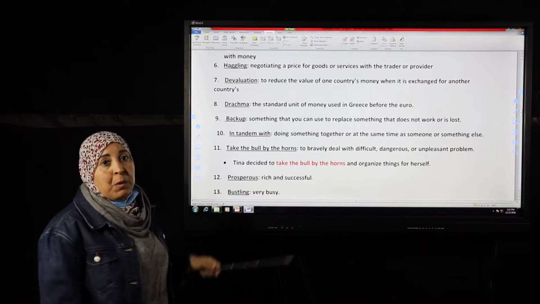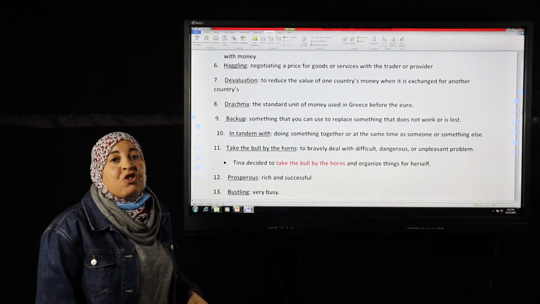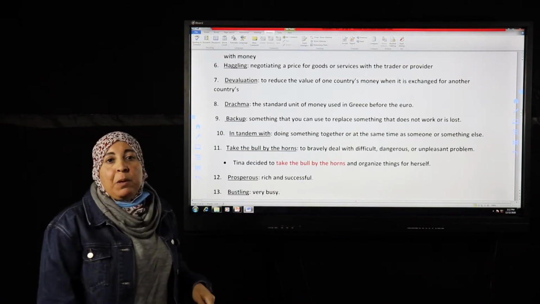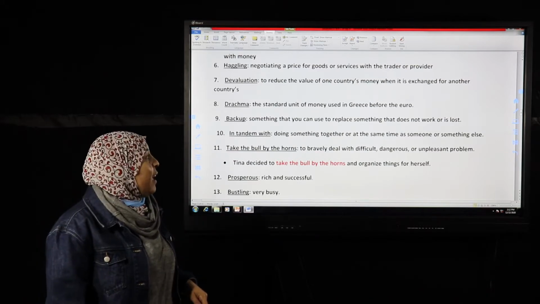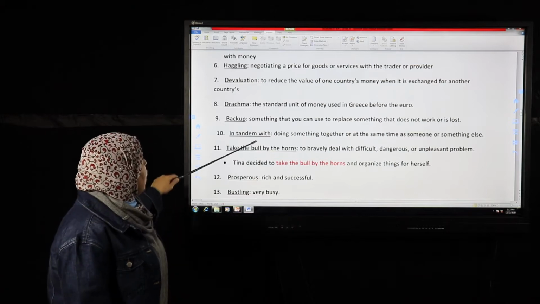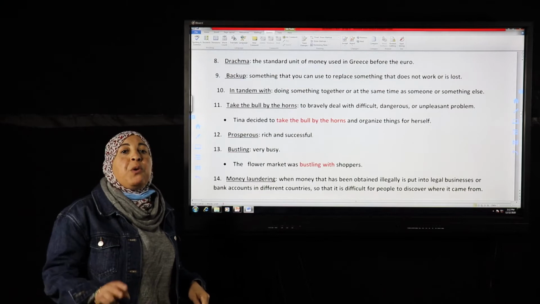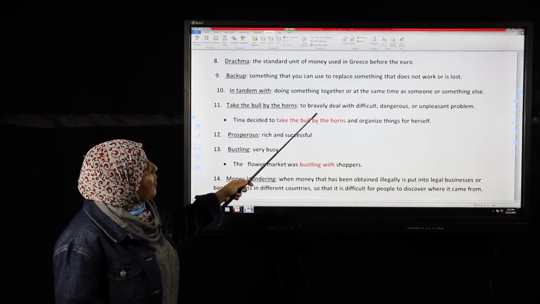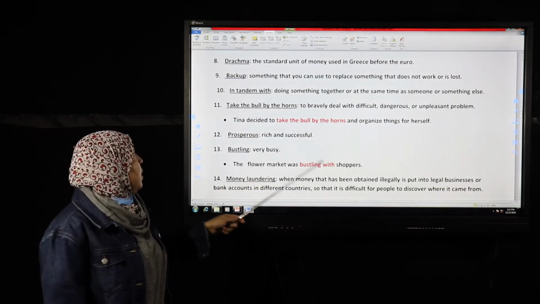Number eight, drachma. What is the drachma? This is the currency which is used in Greece. Number nine, backup. What do you mean by backup? Replacement. Something that you can use to replace something else that doesn't work or that is lost. Number 10, in tandem with. What do you mean by in tandem with? To be together with. For example, doing something together or at the same time as someone or something else. This is the meaning of in tandem with.